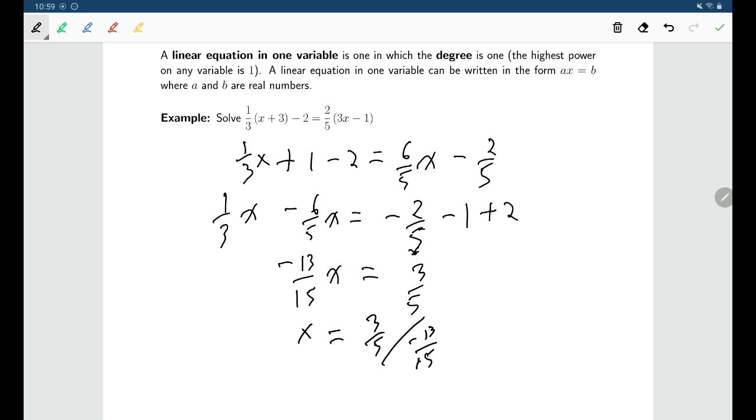Fraction work can take a lot of time, so we don't want to spend our time doing the arithmetic side of things. We want to work on the algebra side of things. 3/5 divided by negative 13/15, that is negative 9/13. And so my solution set has just a single value in it, negative 9/13.